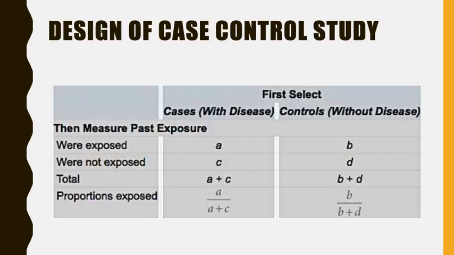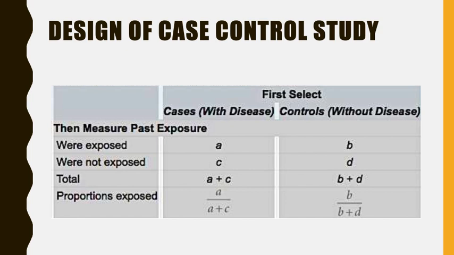So here's kind of how it looks. And this is a 2x2 table. So in your first column, you have the cases. These are people who have the disease. And then in your second column, these are the people without the disease. The first row is the people who were exposed, and the second row is the people who were not exposed.